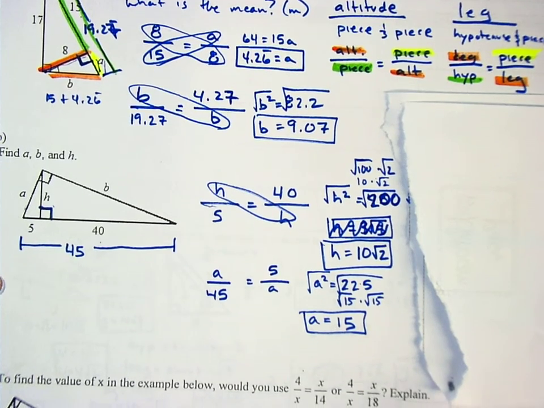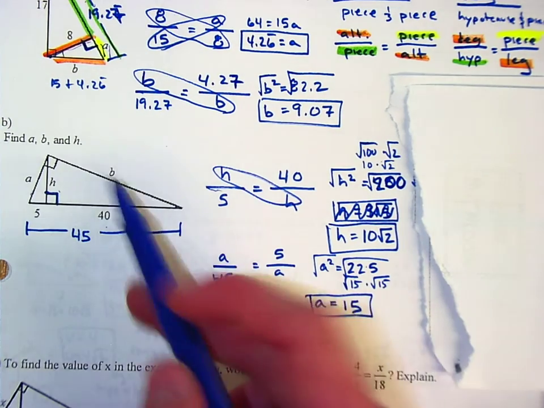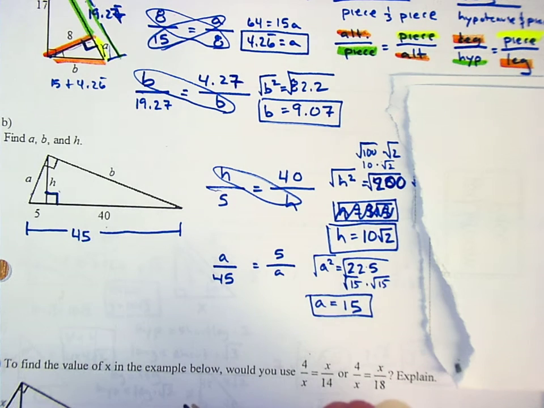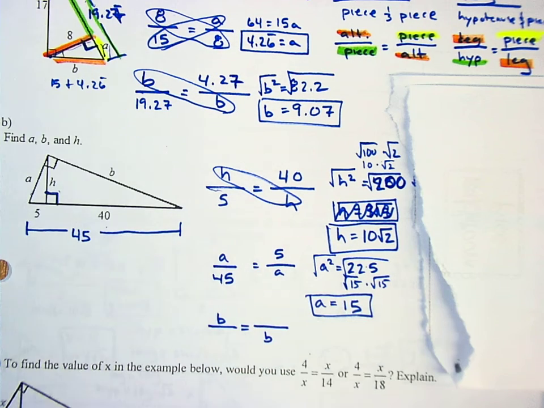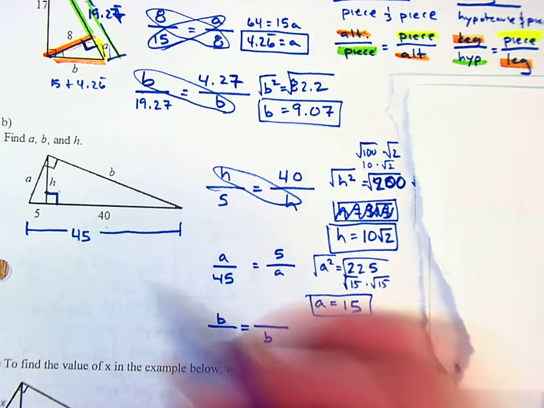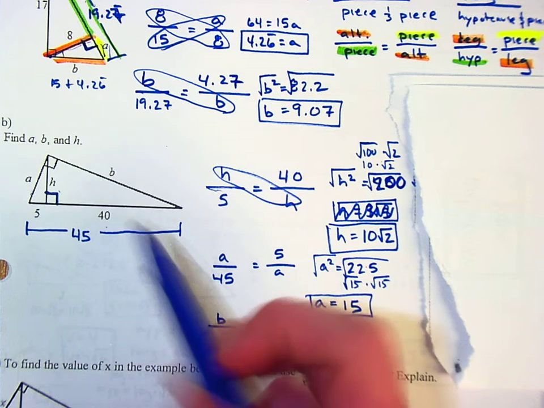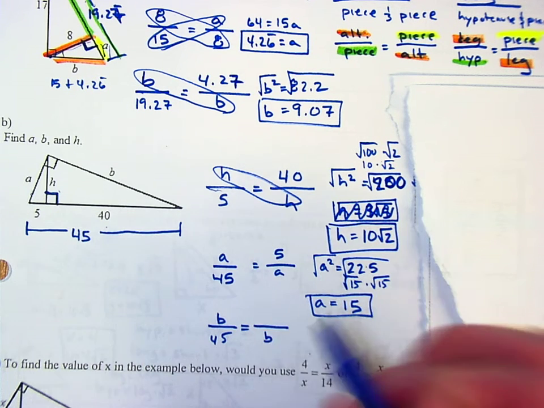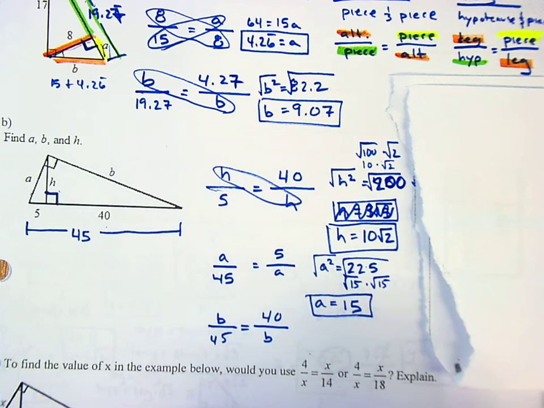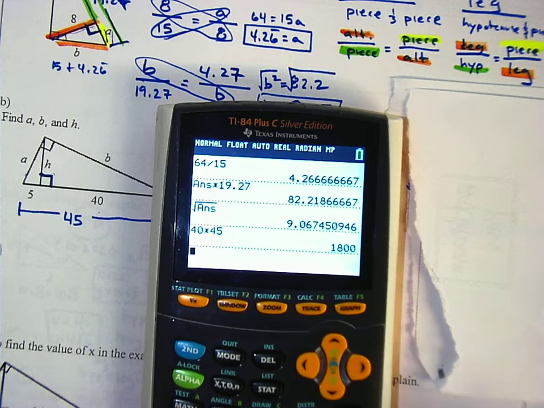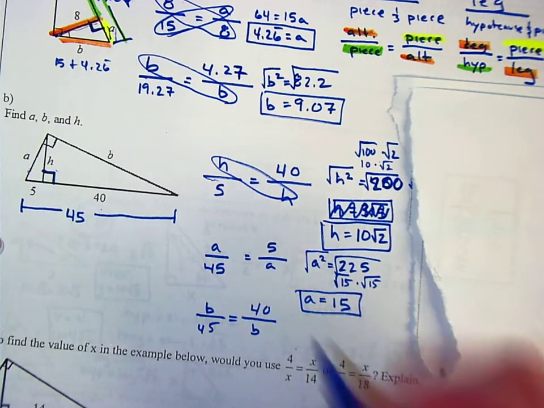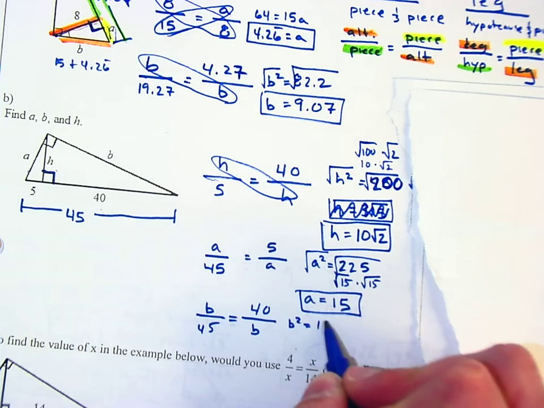All right, and last but not least, we need to solve for B. B is a leg, and legs are geometric means. Even before you did anything else, you could start your geometric mean formula. B over something equals something over B. Well, B is a leg, so we need the hypotenuse, which is 45, and the piece closest to the leg. That's 40. 40 times 45, that's an intimidating number. 40 times 45, 1800. B squared equals 1800.